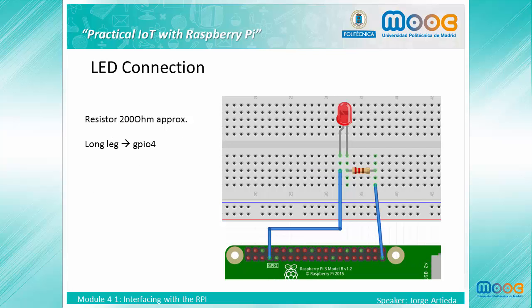To connect the LED, we are going to use a 200 ohm resistor connected in series. We must remember when connecting the LED that the long leg is connected to our GPIO pin and the short one to the resistor. If we execute the software, this is the result.